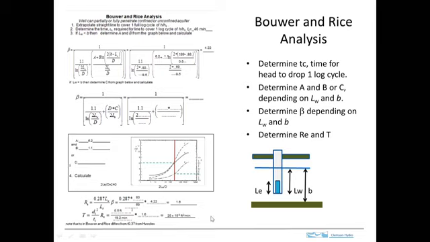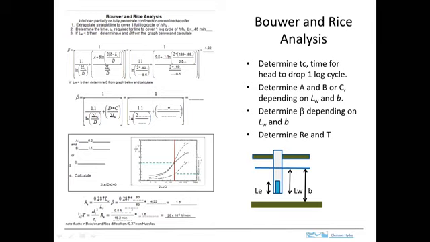So the Bouwer and Rice analysis, this is the more complicated analysis, but it also gives you the most detail in terms of geometry. It'll use a well that has a screen where the top of the screen is below the water table, and the bottom of the well is below the bottom of the aquifer.